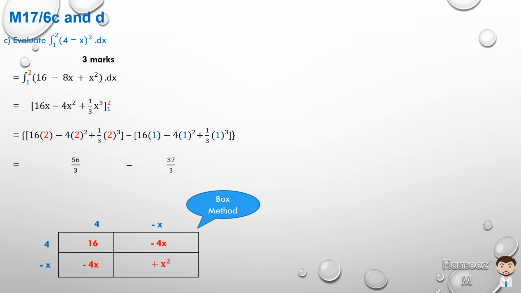48 plus 8 is 56 over 3, minus 16 by 1 is 16, minus 4 by 1 is 4, 16 minus 4 is 12, plus 1/3. 12 plus 1/3, 12 threes are 36, and 1 is 37 over 3. So we got 56 over 3 minus 37 over 3. Of course, you could use a calculator to work this out. And that will give us 56 minus 37 is 19 over 3 square units.